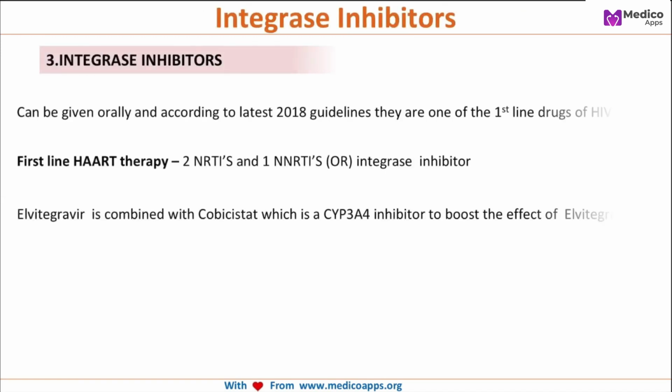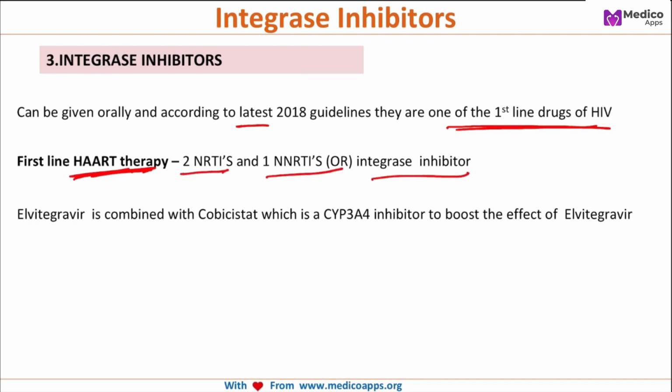Now the next one is integrase inhibitors. They can be given orally, and according to the latest guidelines, they are one of the first line drugs of HIV. The first line HAART therapy, that is highly active antiretroviral therapy, includes 2 NRTIs with 1 NNRTI or an integrase inhibitor. Then elvitegravir is combined with cobicistat, which is a CYP3A4 inhibitor. It is used to boost the effect of elvitegravir. Okay, that is cobicistat. It boosts the effect.